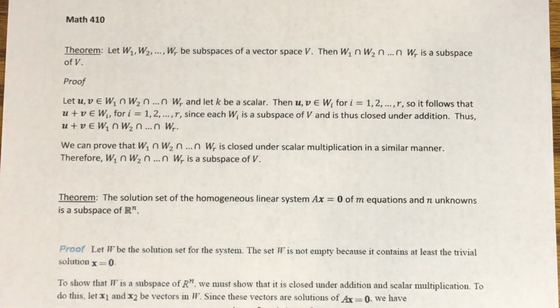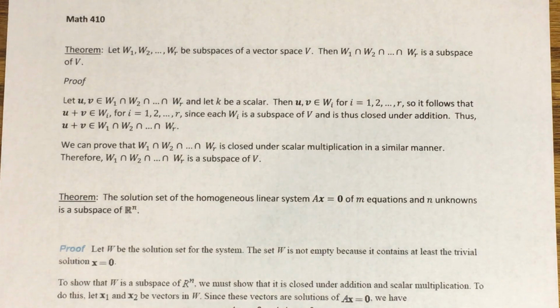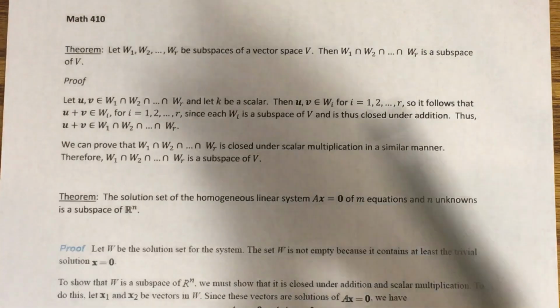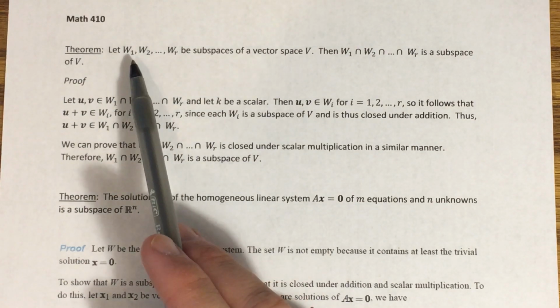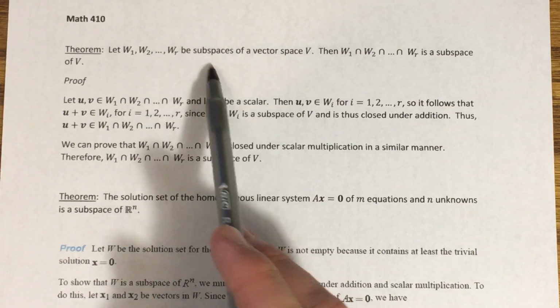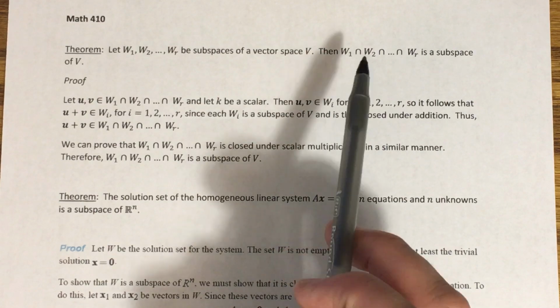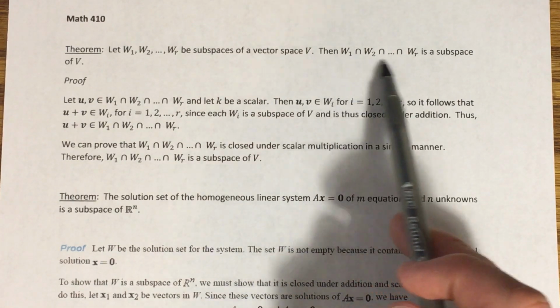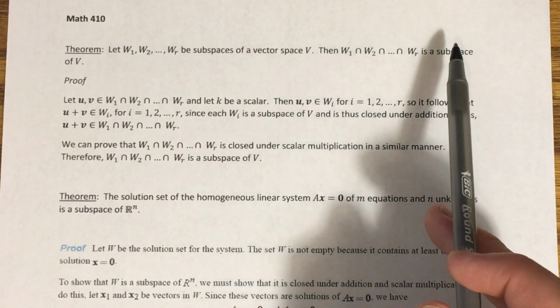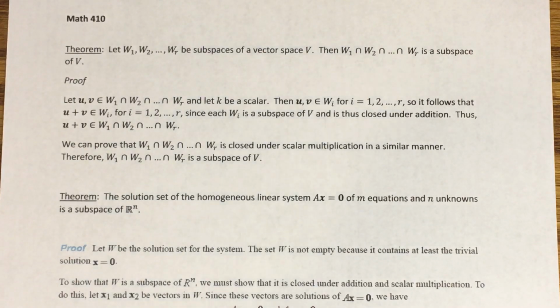All right, so all that's left for us to do on the topic of subspaces is to cover a couple of theorems. So the first theorem concerns what happens if you have several subspaces of a specific vector space V, and if you take the intersection of all of those. So let's read this theorem. Suppose W1 through WR are subspaces of a vector space V. Then the intersection of all of those subspaces is guaranteed to be a subspace of V as well.